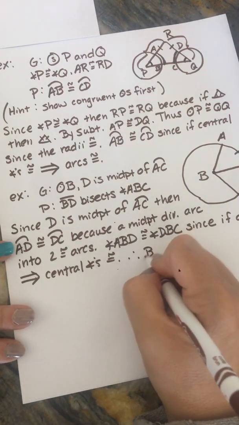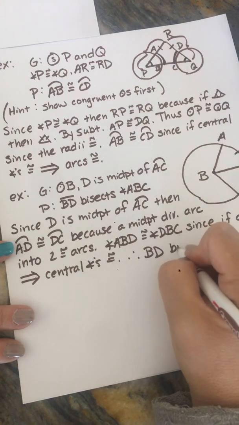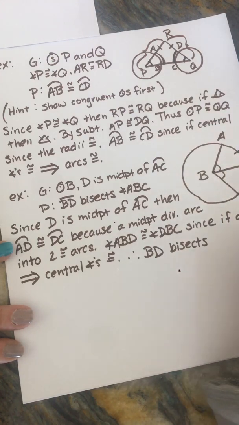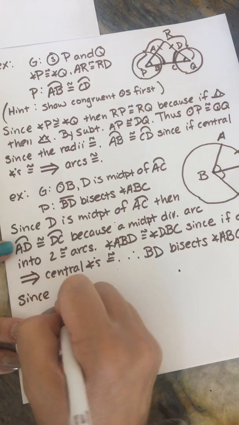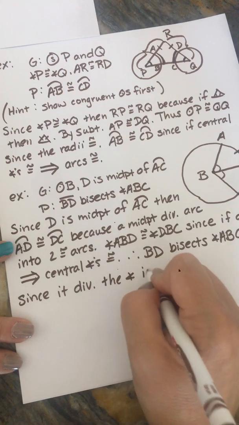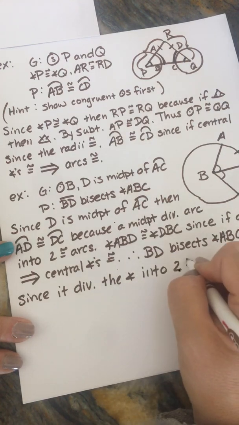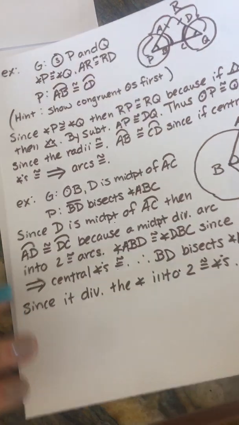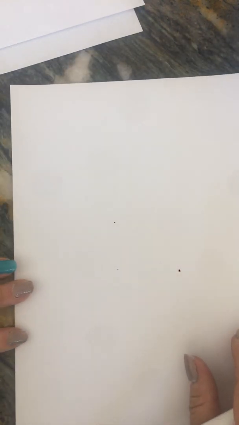Therefore, BD bisects, oh here, let me mark my picture too. There we go. BD bisects angle ABC since it divides the angle into two congruent angles. There we go. That's not so bad. All right, let's do a couple of algebra-ish problems, and we'll call it quits. This has been a little bit longer, so I apologize.